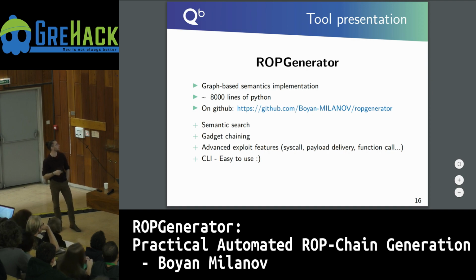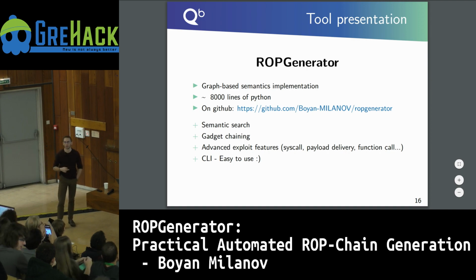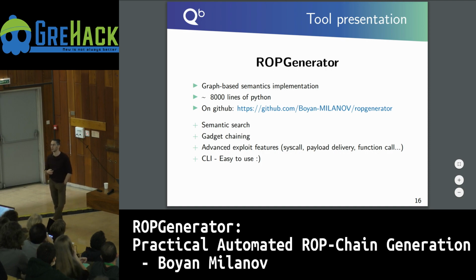I implemented those methods, so the graph representation and the search engine in a tool, ROP Generator. So it's written in Python and you can find it on GitHub. It's free. The tool can do semantic search. It can chain gadgets, and you have also more advanced exploit strategies, as we will see in the demo.